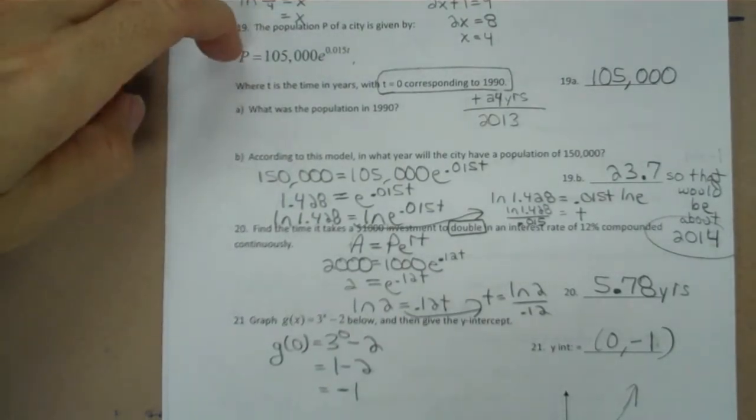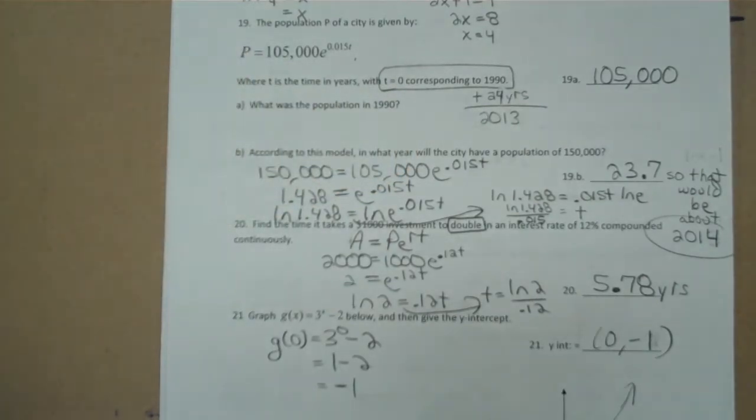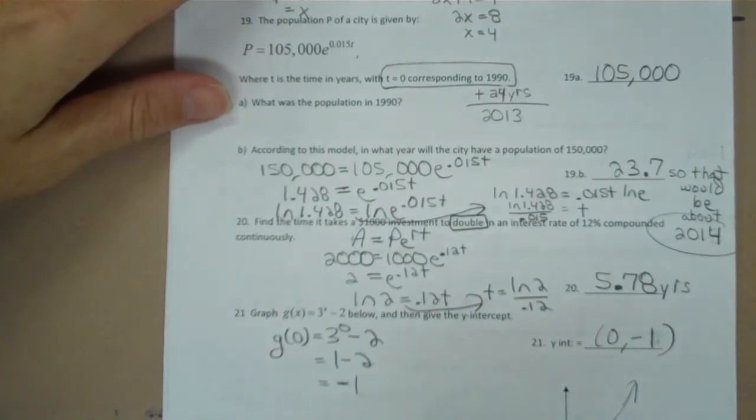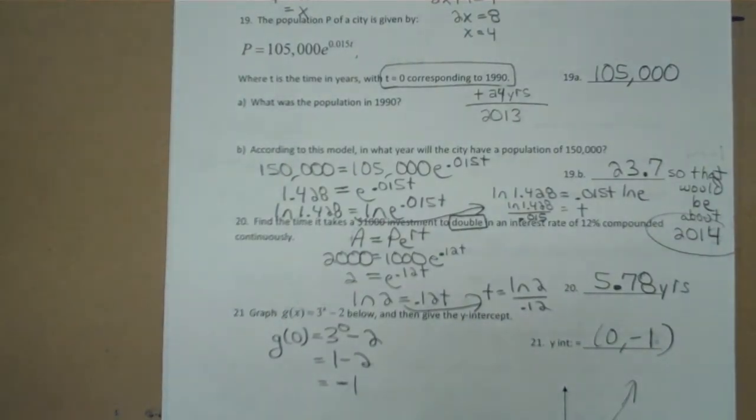You plug that in for the p and try to solve for t. So divide by 105,000, and then I took the natural log of both sides. That allowed me to bring the 0.015t out in front, right there. Natural log of e becomes 1, and then divide by 0.015. Do that on the calculator, you should get 23.7.